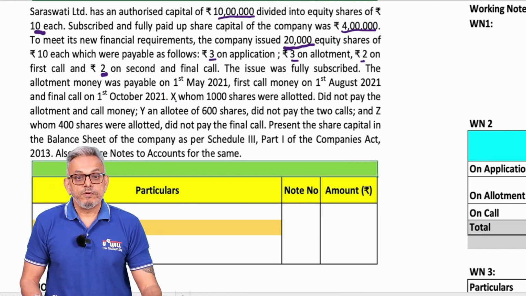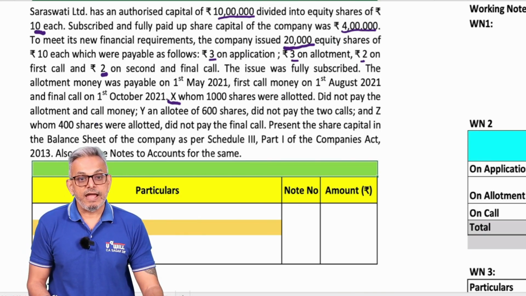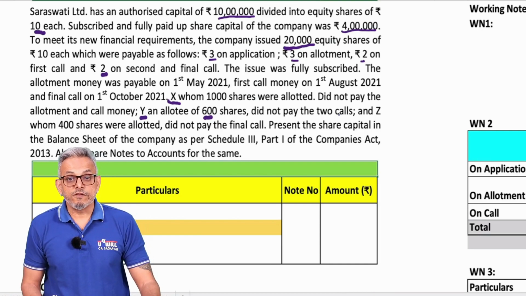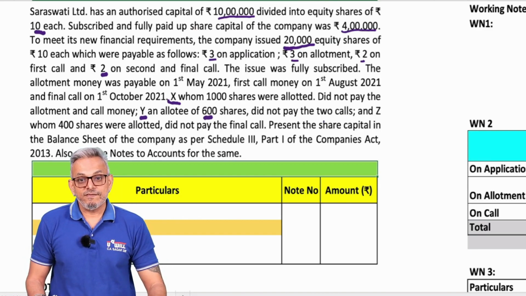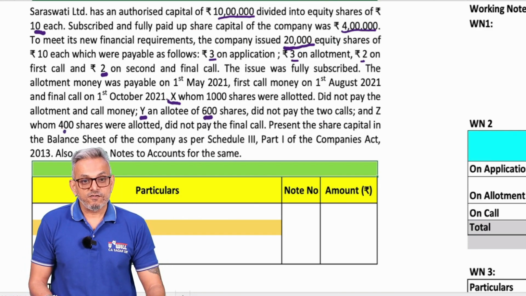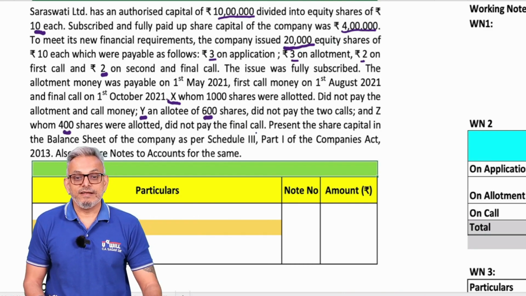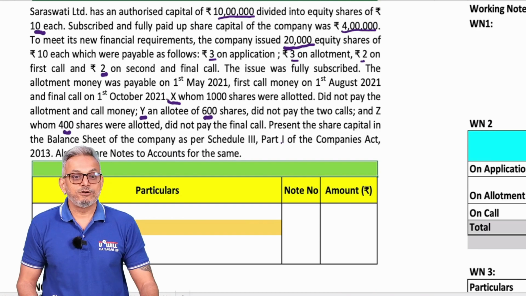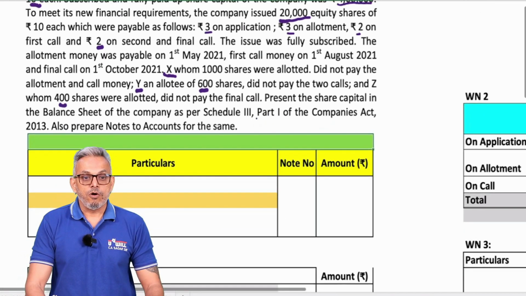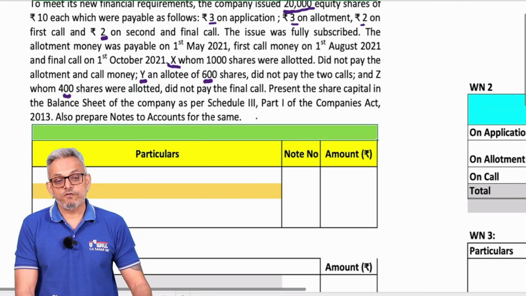X, to whom 10,000 shares were allotted, did not pay the allotment and call money. Y, an allottee of 600 shares, did not pay the two calls. So did not pay the first call and the second, that is the final call. And Z, to whom 400 shares were allotted, did not pay the final call. Present the share capital in the balance sheet of the company as per Schedule 3, Part 1 of the Companies Act 2013. Also prepare notes to accounts for the same.